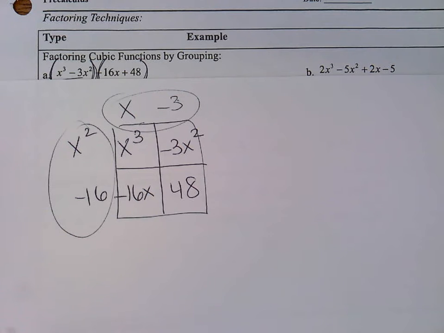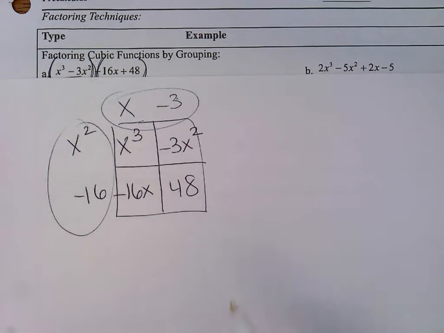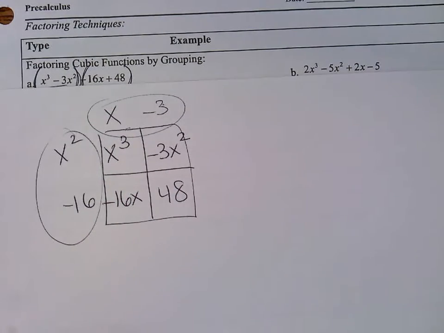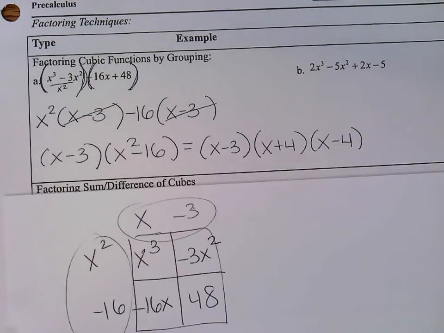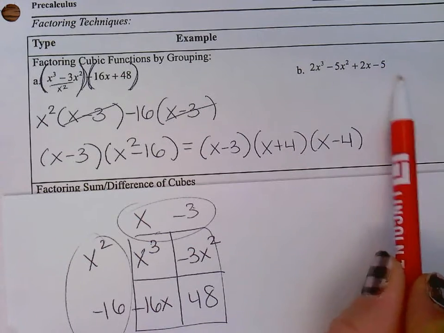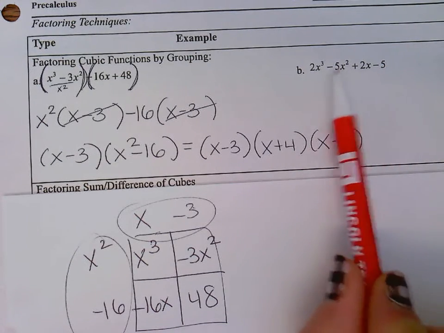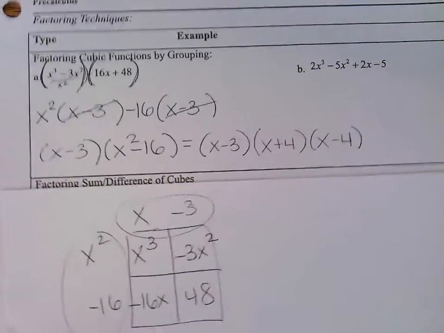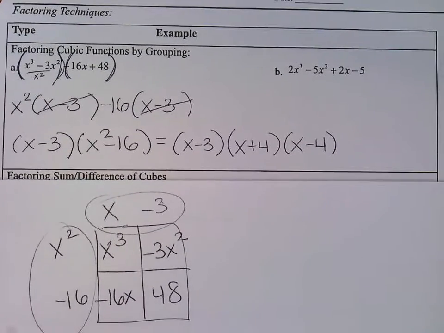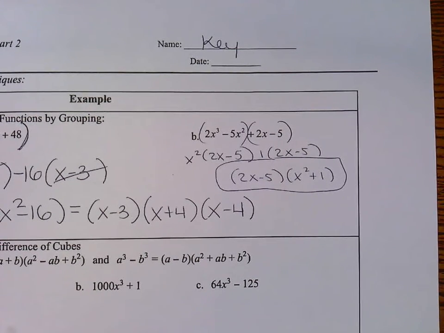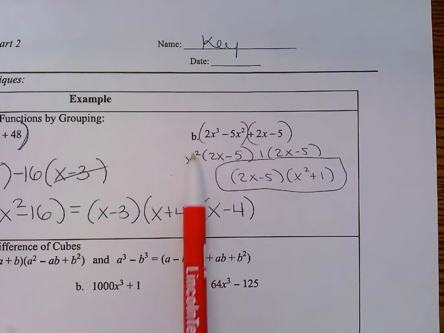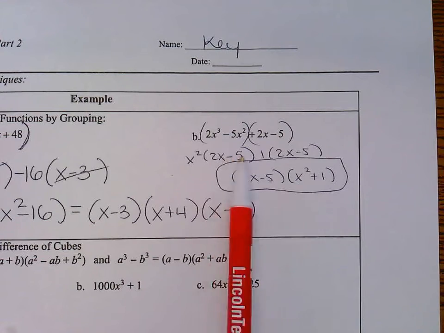So if you like the box method better than grouping, I don't care which method you use. I usually use the grouping method, but if you're familiar with the box method already, throw those 4 terms in. So I'd like you to try part B, either doing grouping yourself or the box method yourself, and see if you can factor part B. And then I'm going to do it together in just a minute, but I'd like you to at least try it yourself first.